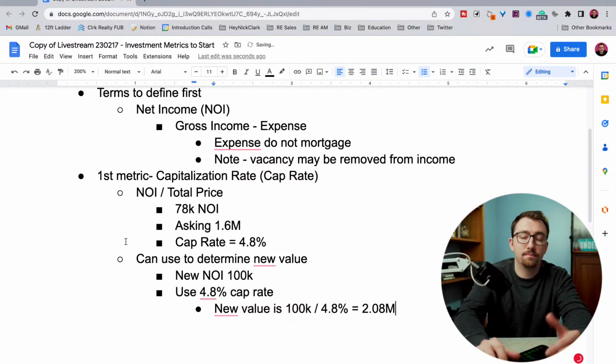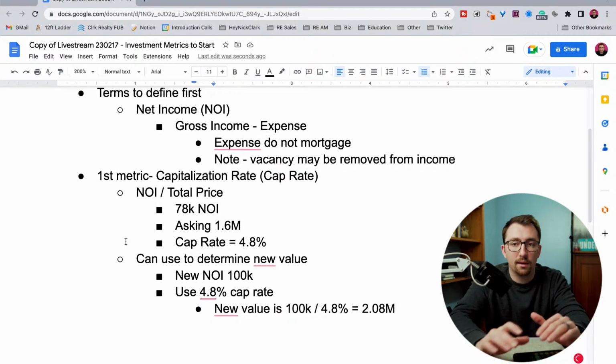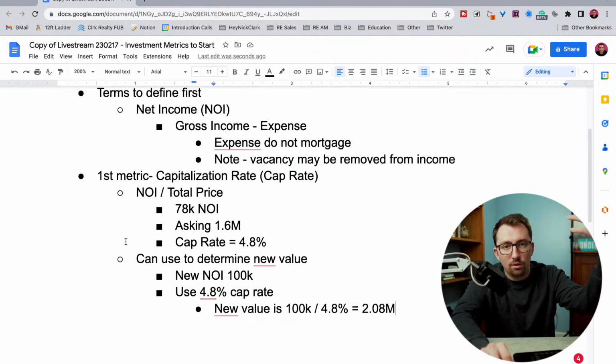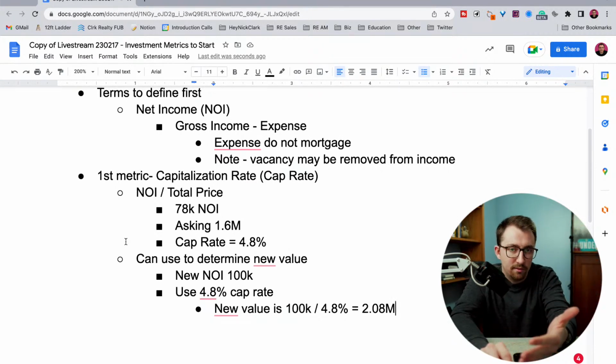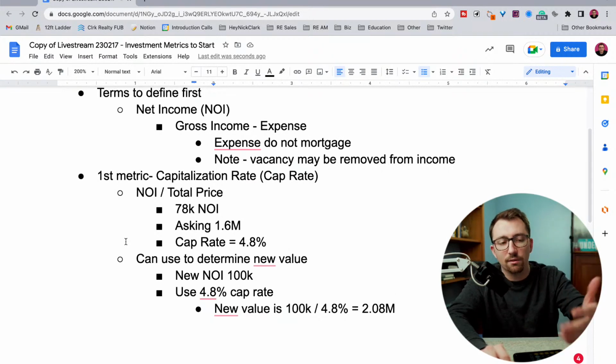2.08 million. So again, we use cap rate to kind of talk about and compare list price, asking price, to net income. And again, you can use it both ways. A property listed at 1.6 at a 4.8 cap rate, okay, I know that's going to bring me in $78,000. Opposite, I know if I raise the net income a certain amount, I increase the value of the property.